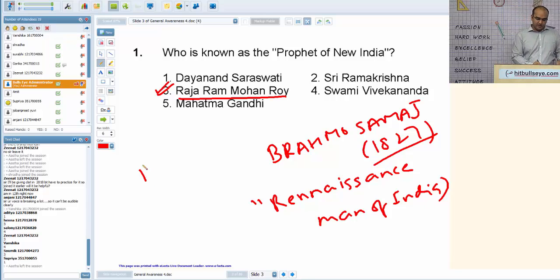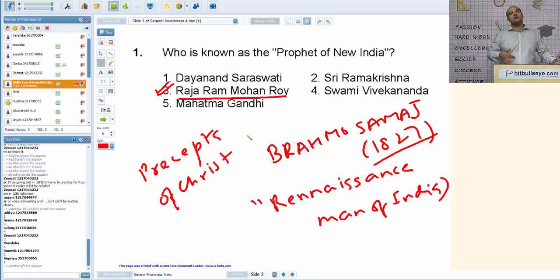One very important book that he wrote was called Precepts of Christ. Right, this was his commentary on the teachings of Christ, Jesus Christ of course, and he was highly influenced by the philosophy and ideas given in Christianity.